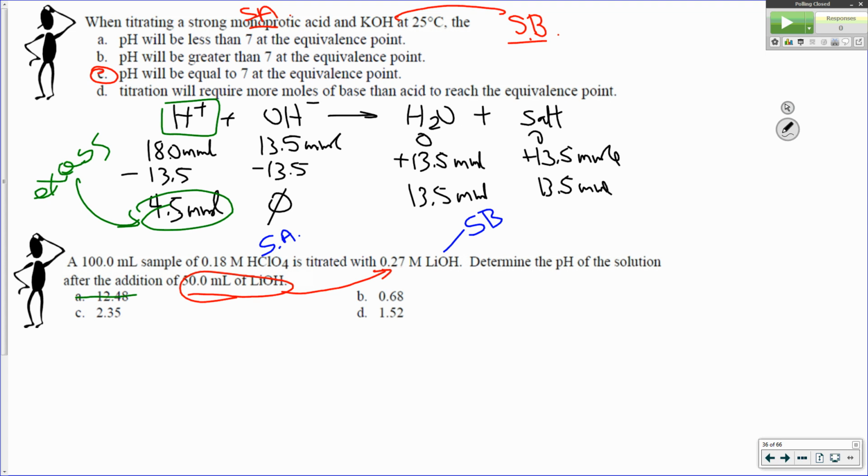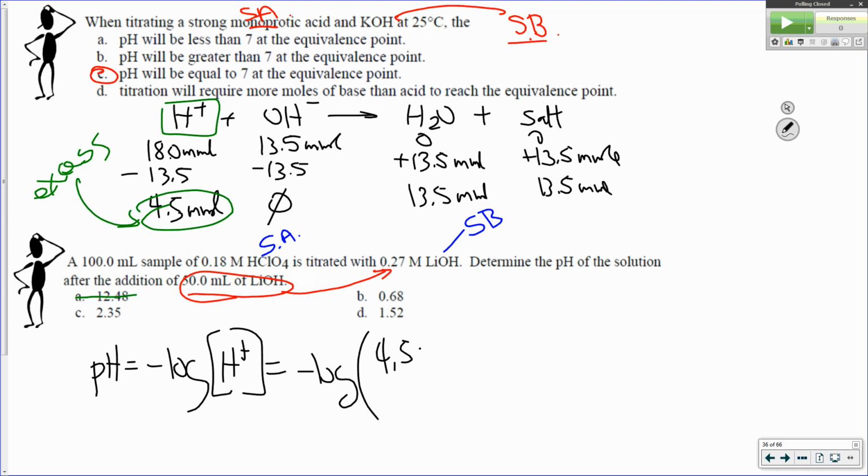So if we've got excess strong acids, it's the negative log times the concentration. So it's the negative log of the 4.5 millimoles. What's our total volume now? Okay, we started with 100, we added 50. The millis cancel out. So 4.5 divided by 150. Take the negative log. And I got 1.52.